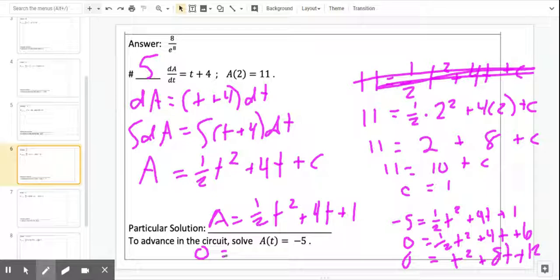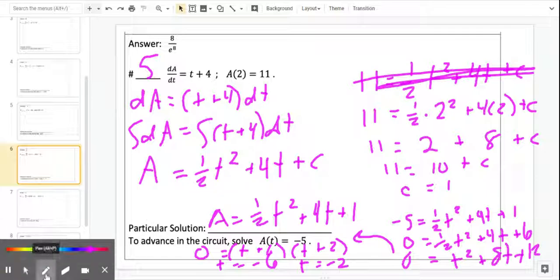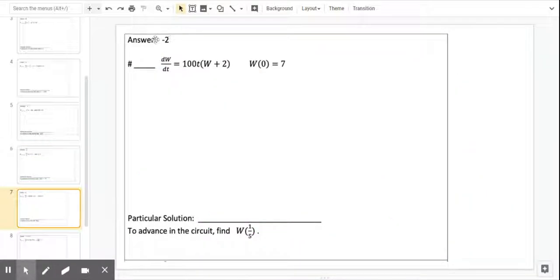So I'm going to go over here and do just that. So 0 equals t plus 6, t plus 2. So then t equals -6, t equals -2. So then you look through your worksheet and see which of those you can find. And what we get is, on the back page, you will find a -2. So that means our answer is -2 because -6 was not an option. So we go over here, we've got -2.